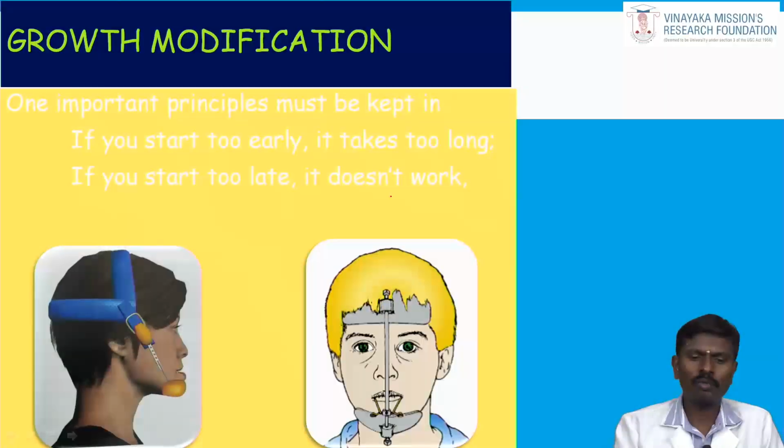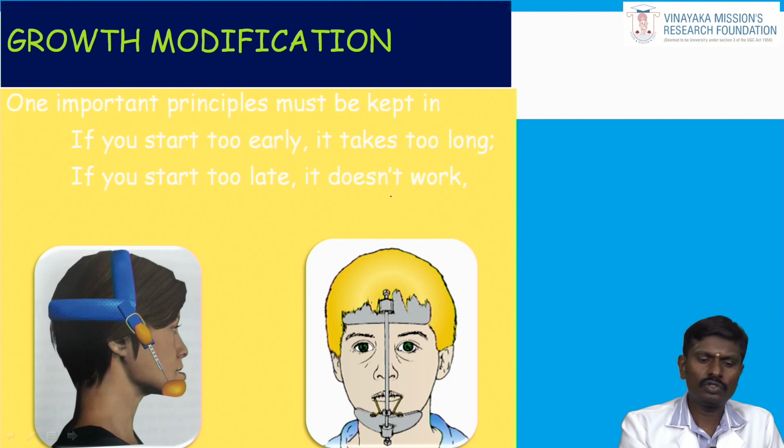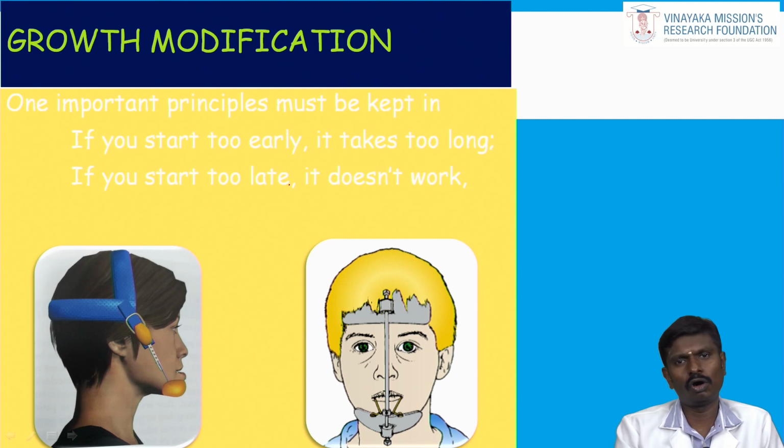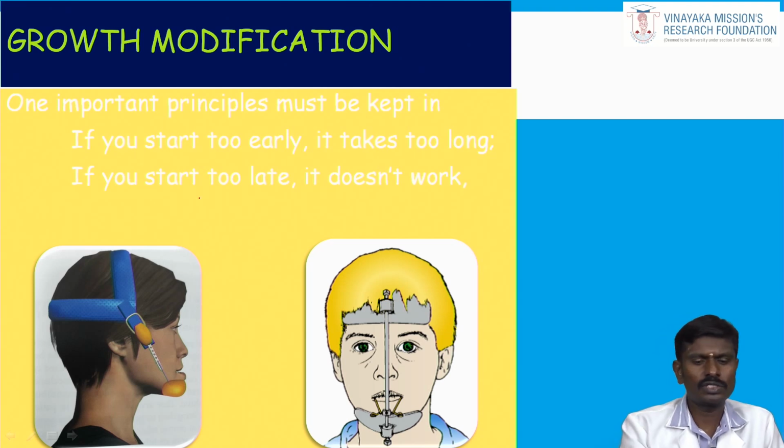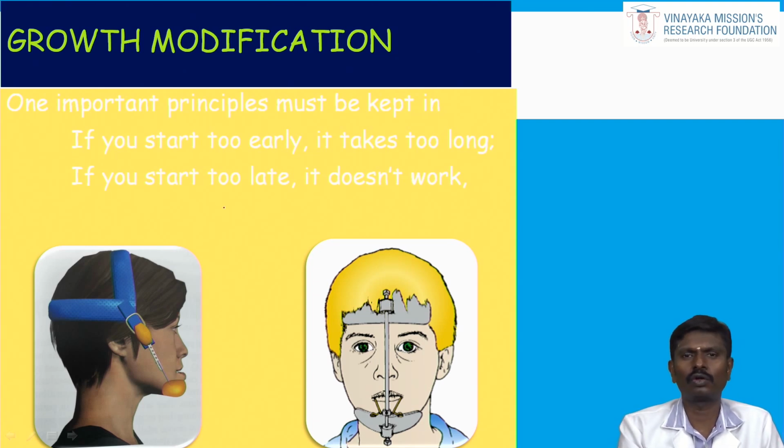And coming to the growth modification appliances, one important principle that we should know: if you start too early, it will take too long, and the patient has to wear the appliance for a longer period of time. If you start too late, it doesn't work. If you start before the pubertal growth spurt, it will take longer. If you start too late, after the growth gets completed, you won't get any growth modification changes. So the timing is the most important thing, as we discussed in the growth spurt.